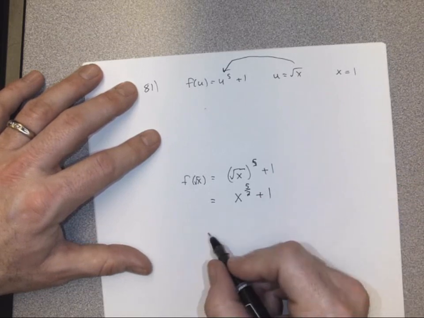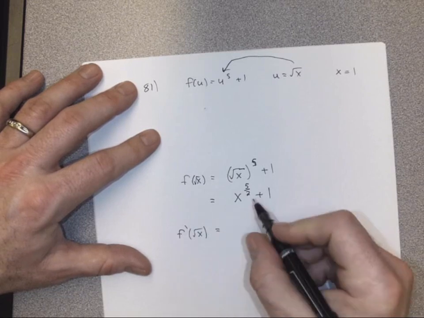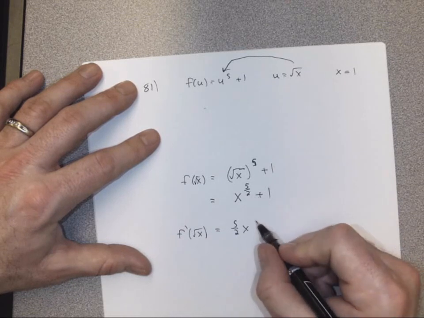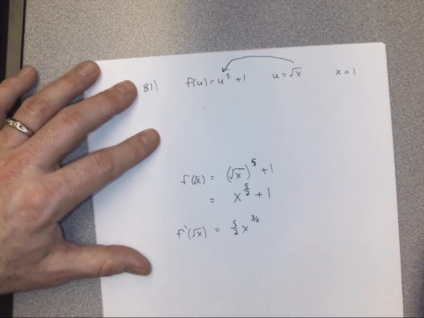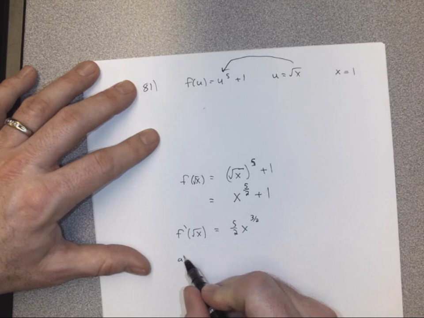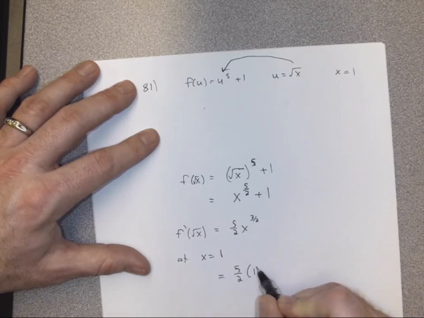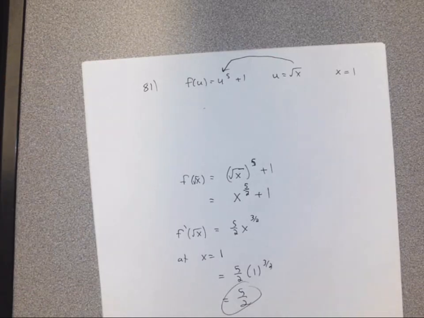So now when I take its derivative, so f prime of this root x, essentially, is going to be 5/2 x subtract 1, so minus 2 over 2, so it's going to be 3/2. Derivative of 1 is 0, right? Now, at x equals 1, this is going to be equal to 5/2 times 1 to the 3/2, so this is going to be equal to 5/2. That make sense? All right.